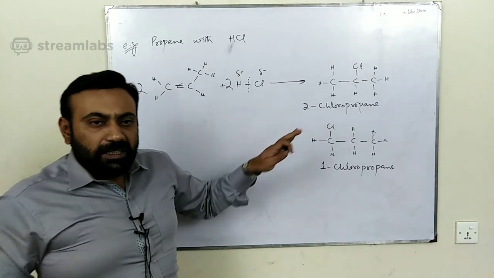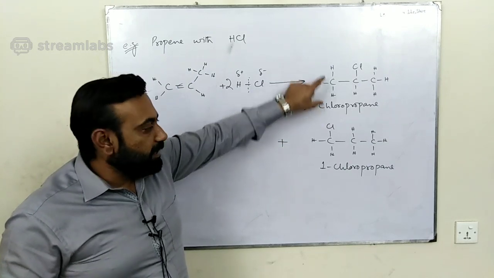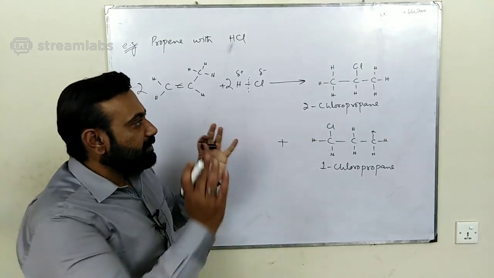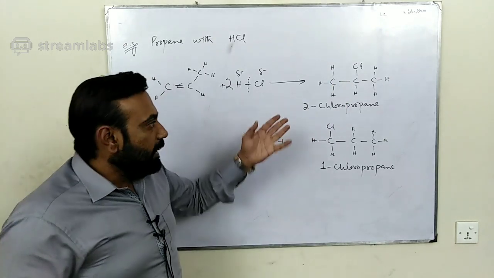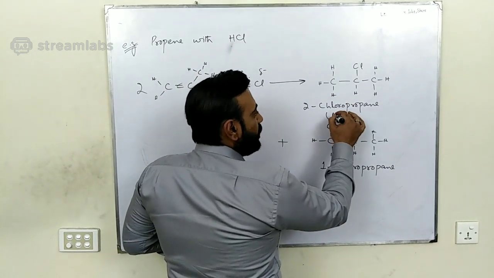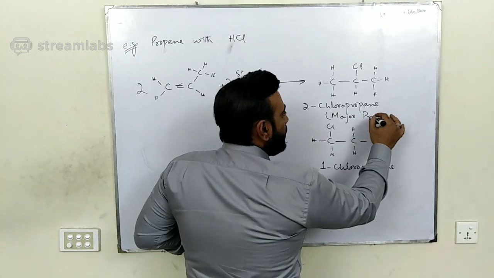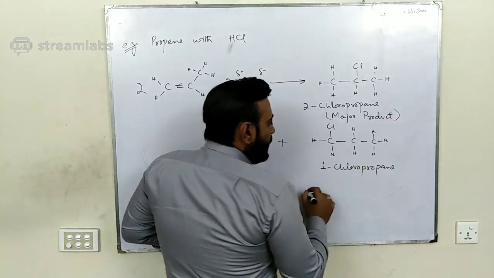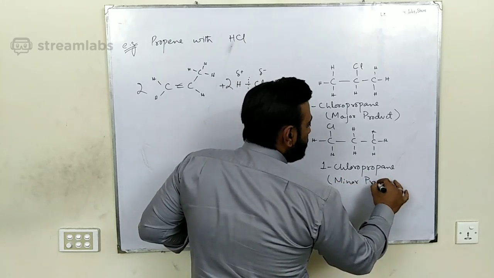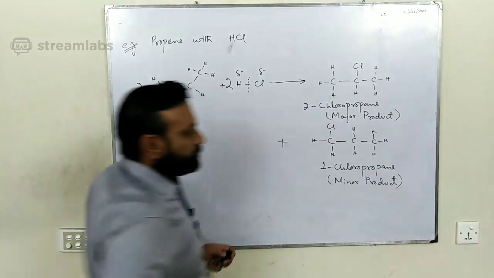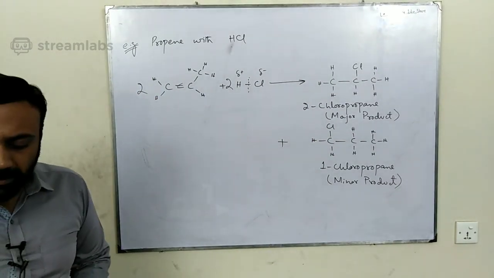A combination of both the isomers is formed, but this one is in larger quantity as compared to this one, because the tendency of chlorine forming a bond with this carbon is greater according to Markovnikov's rule, and this is the major product. 2-chloropropane would be the major product of this reaction, and 1-chloropropane would be the minor product of this reaction. So this is how Markovnikov's rule works.